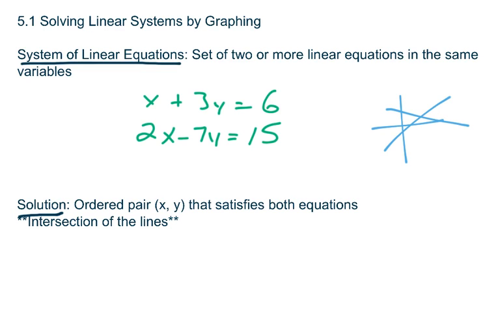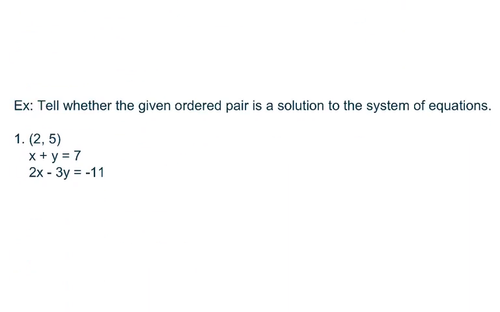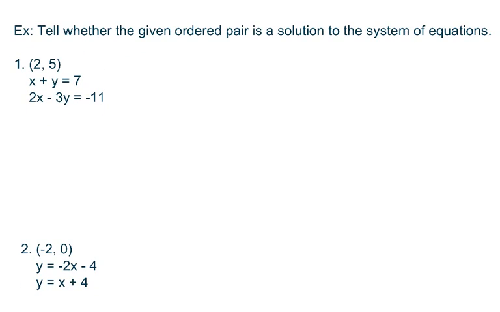Whoops, let me redraw that here. It's this point right here. It's that place where they intersect. Okay, because if a point is going to satisfy both equations, it means that point is on both lines, and the only point that is on both lines is that place where the two lines cross. Okay, so the first couple of examples here are going to be pretty basic.